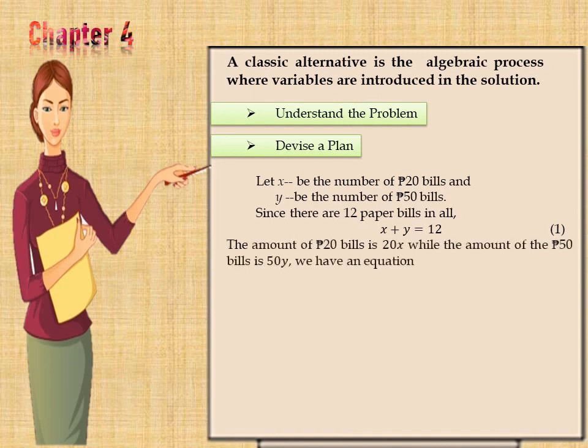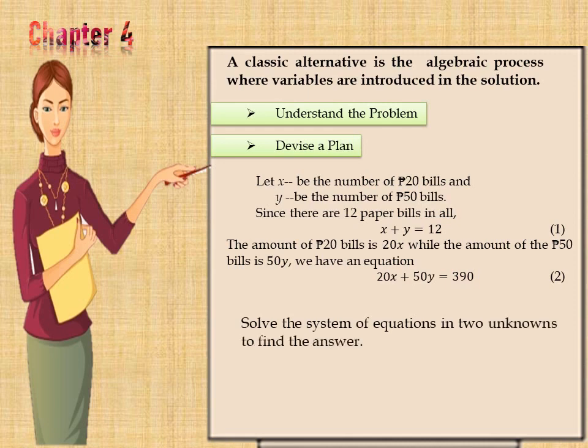So the amount of 20 peso bills is 20x, where x is the number of 20 peso bills, while the amount of 50 peso bills is 50y, where y is the number of 50 peso bills. So we can have this equation, 20x plus 50y is equal to 390, since what Angel received is 390 pesos. So this would be our second equation, or equation 2. Here, we're going to solve the system of equations in two unknowns to find the answer.